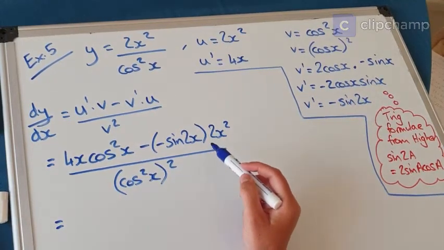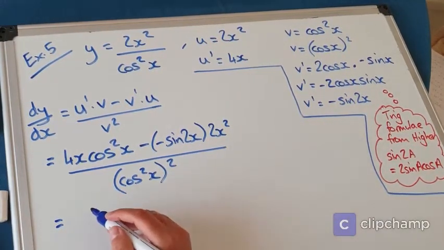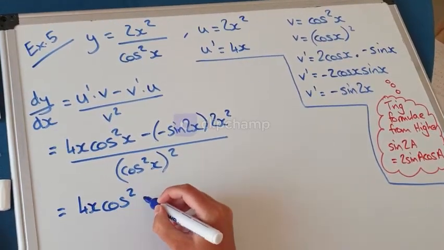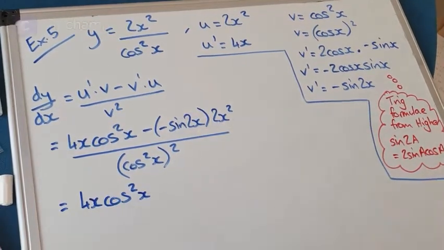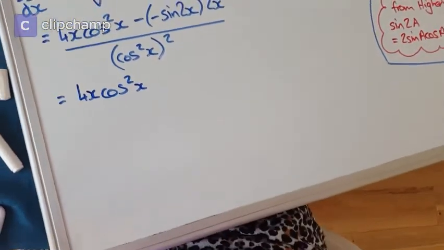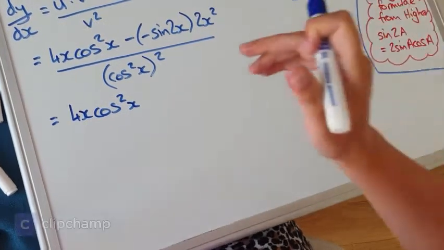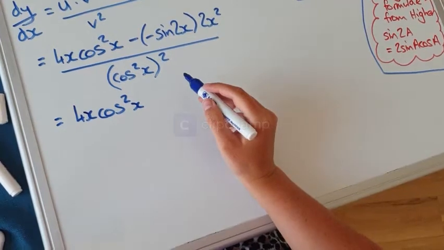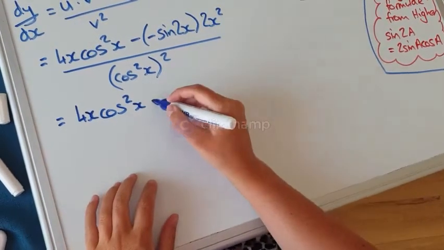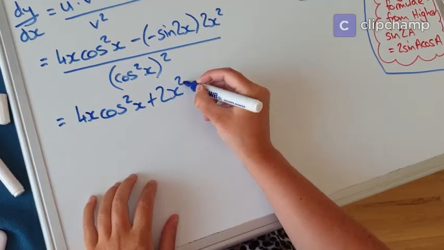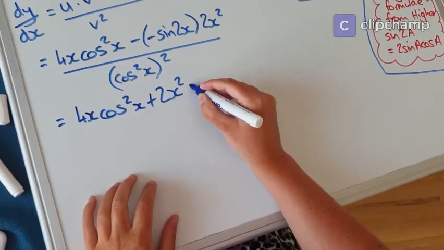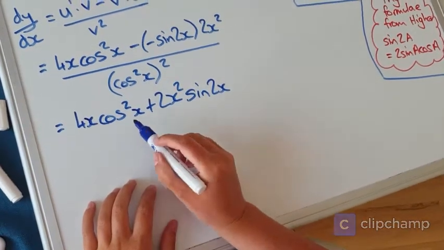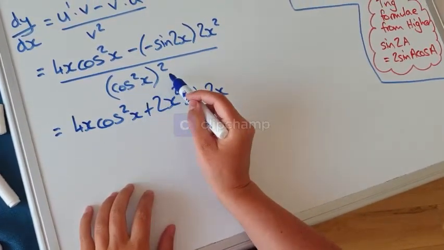So we're going to tidy this up a wee bit at the top. So we've got our 4x cos squared x. Okay. I'm taking away a minus, so that means that I'm adding, and I'm going to put the 2x squared at the front. So I've got 2x squared times sin 2x. Okay, and the final part, it's cos squared x all squared.